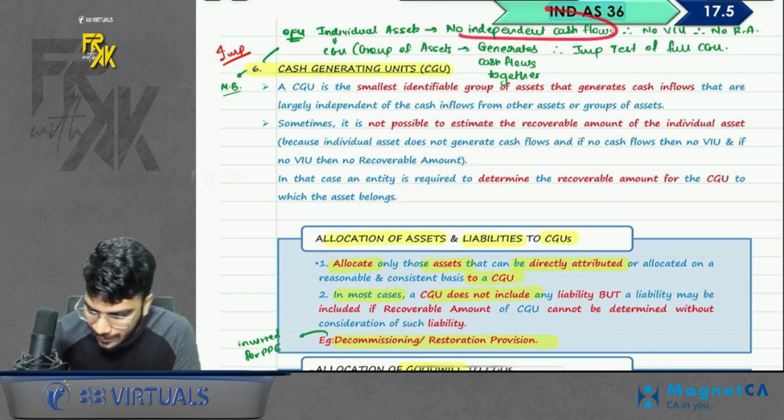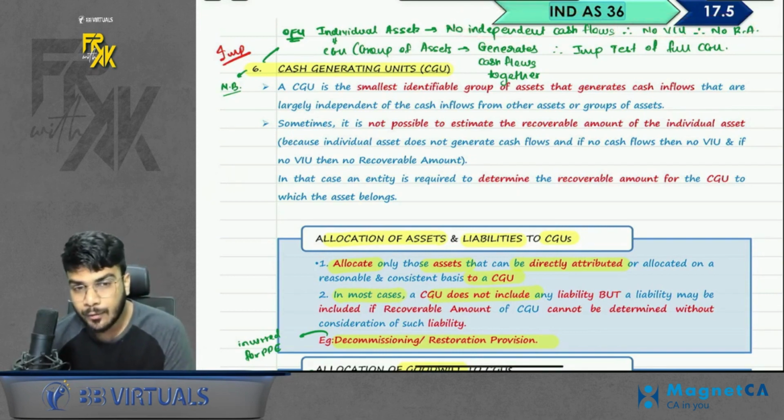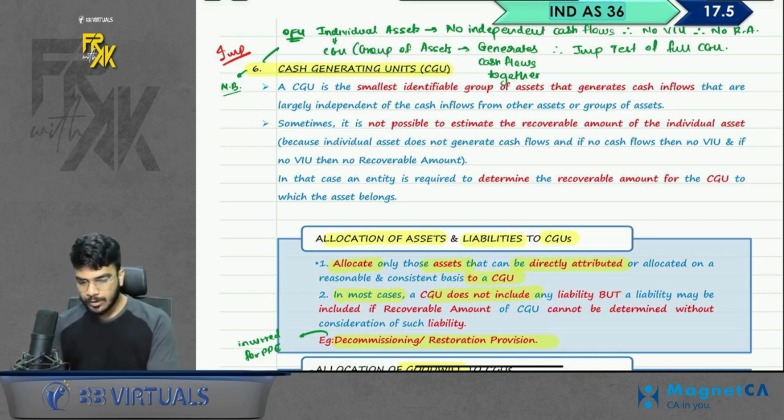So if no independent cash flows, then no value in use. If no value in use, then no recoverable amount. So how do we do the impairment test? Now, what is the meaning of CGU?